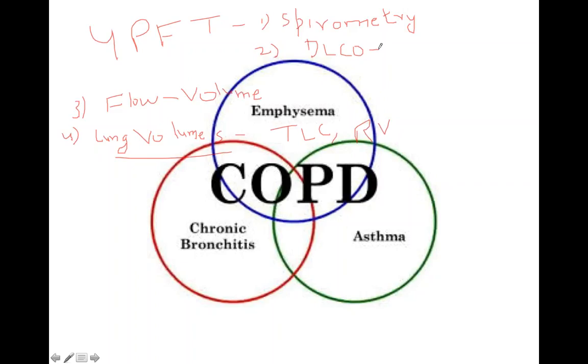Suppose spirometry is normal, and we find decreased DLCO. Can you tell me what can be the cause? Spirometry is normal, but we find decreased DLCO, diffusion capacity. So what can be the cause? Pulmonary vascular disease. This point is not very important. Spirometry is normal, but decreased DLCO, so it is pulmonary vascular disease.